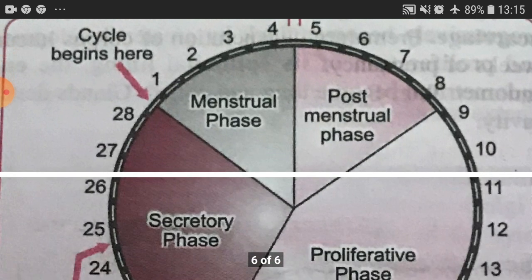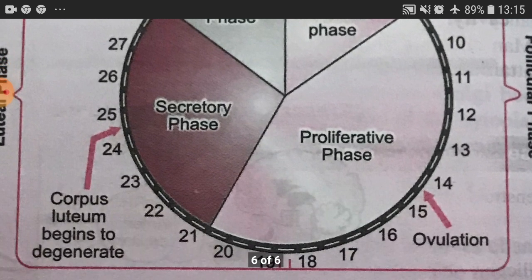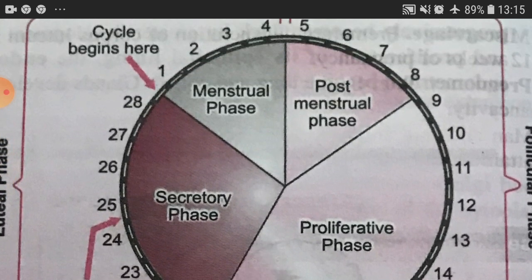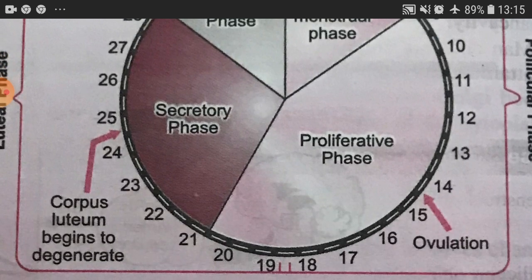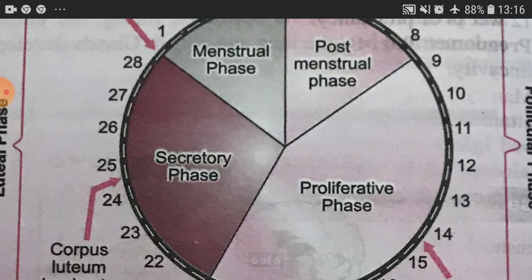So here in the next diagram also you can see in a cyclic way it is shown that the cycle begins from the first day of the menstrual phase. Then it is continued up to the 4th or 5th day. Then the time is of the post-menstrual phase, the proliferative phase, and in it here you see there is ovulation around the 14th day of the cycle, and then this proliferative phase enters into the secretory phase, and here the corpus luteum begins to degenerate. And then in case there is no fertilization, after 28 days the next cycle will start.